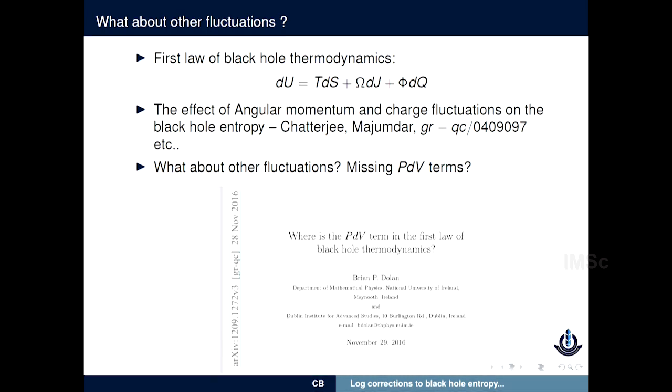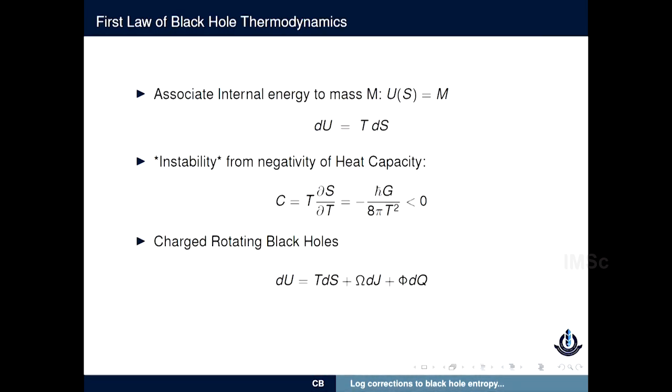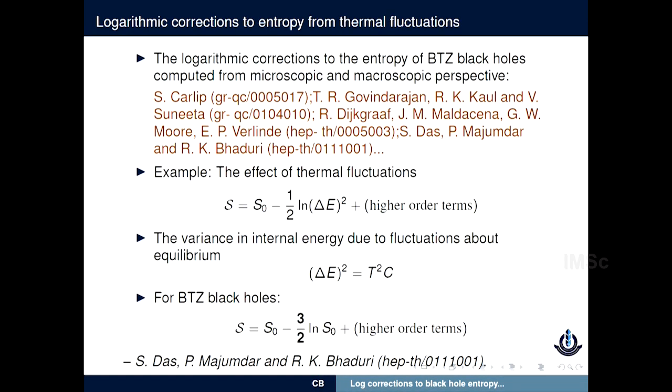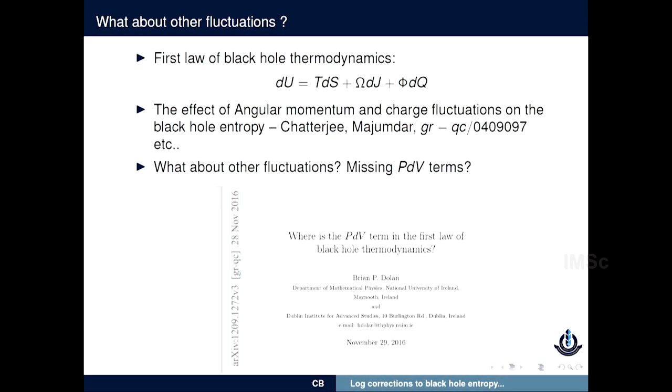Now you can ask, what about the other types of fluctuations? Here we are talking about thermal fluctuations, but there can be other types of fluctuations. Particularly if you look at the first law, apart from the TdS term, there can be an angular momentum and its conjugate, charge and its conjugate. They can also fluctuate and they can modify your log corrections.